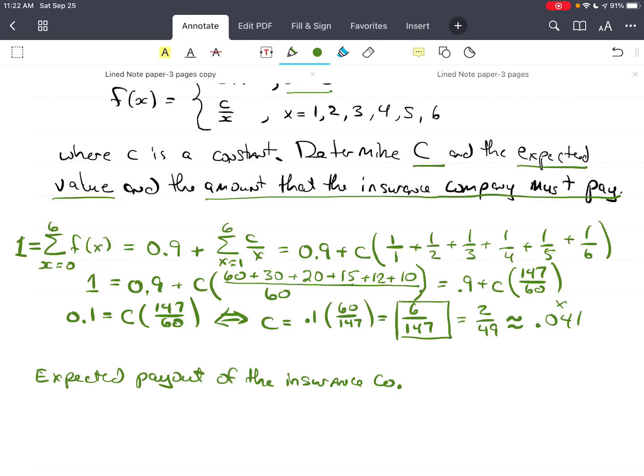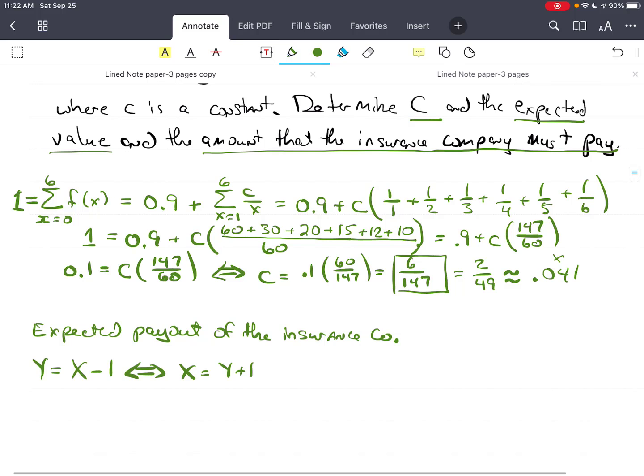So I'm going to define a new random variable y, which is equal to x minus 1. This is subtracting the deductible. Now, I can solve for x, and this becomes x is equal to y plus 1. And then we're not going to worry about x equals 0 because the insurance company doesn't pay out. So we're going to start our expectation. So let me write the form of E of Y. But now I'm going to express it in terms of x, which I hope doesn't confuse you, but helps you to see what we're doing here.